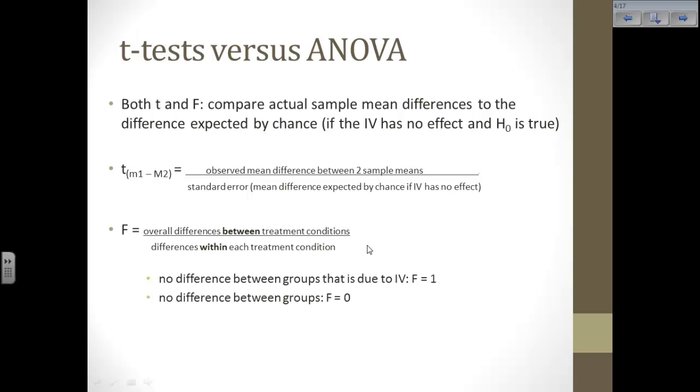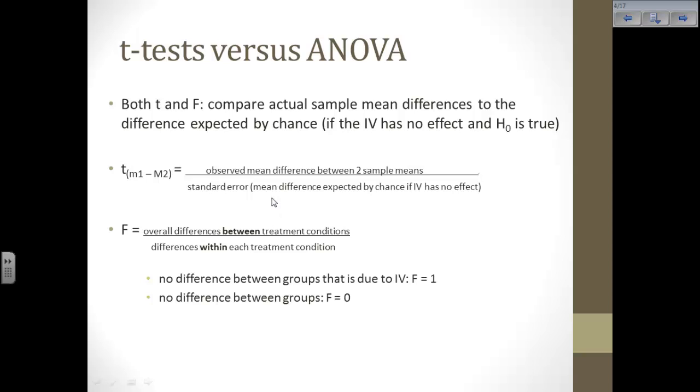So if you look at the calculation for T, which is right here, you'll see that T is the observed mean difference between 2 sample means divided by that standard error. So we take M1 minus M2, and we compare that to what we would expect to see the difference if the independent variable has no effect.